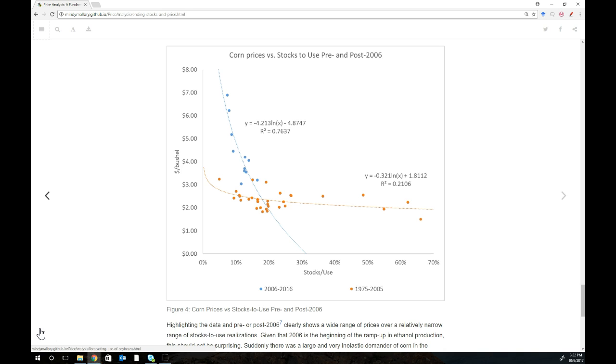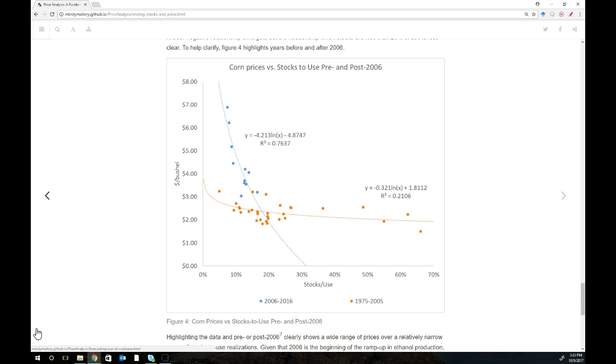When we do that, we get about 0.76 for an r-squared in the more recent period, and an r-squared of 0.21 in the earlier period. Of course, we're more interested in forecasting prices today rather than a while ago, so we're happy to see that we're getting a tighter fit in the more recent time period.